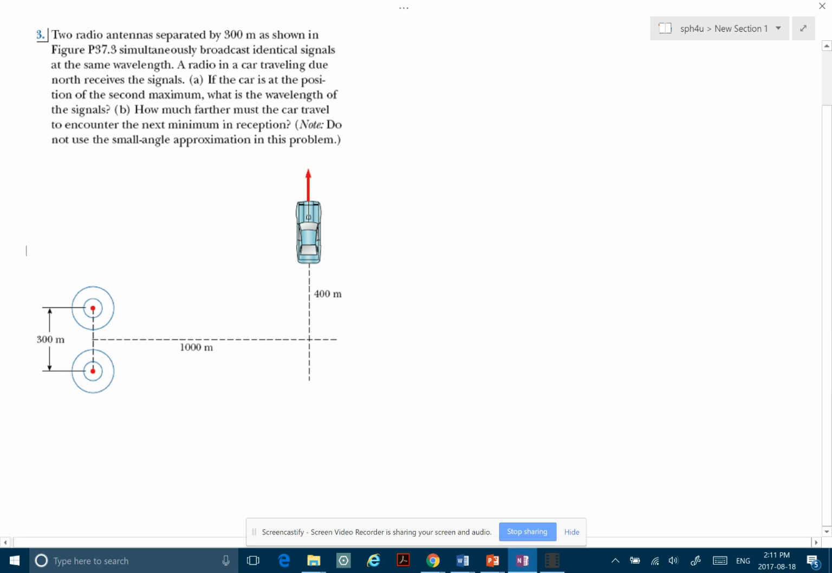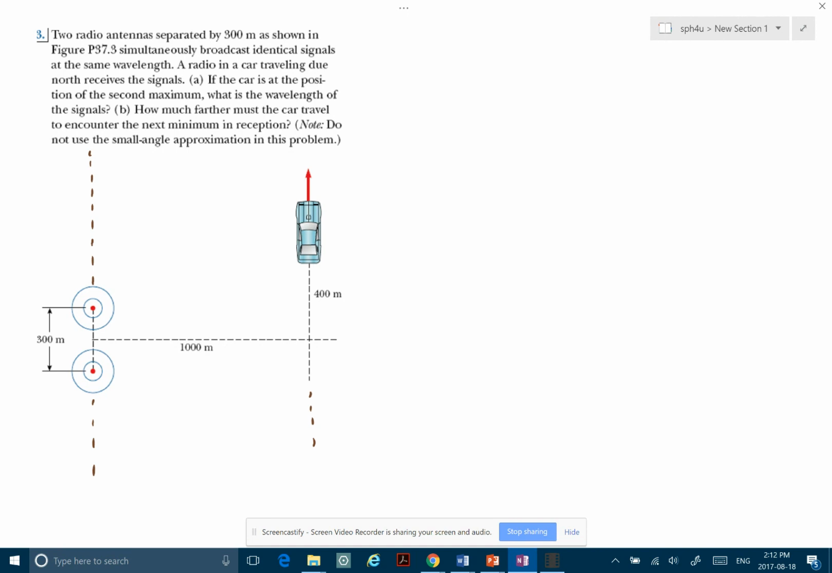Here is a problem of interference, an example that we're going to solve not using the approximation of the small angle. All right. So we have a car that is traveling horizontal to the plane of two antennas that are emitting the same signal. The antennas are 300 meters apart, and when the car is 400 meters apart, it receives the second maximum. All right. So which means m is equal to 2. And based on this information, we want to find the wavelength that is being transmitted by these antennas.